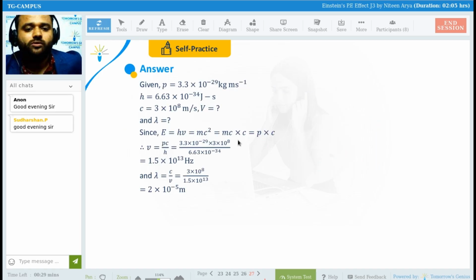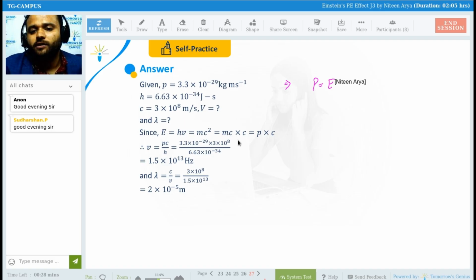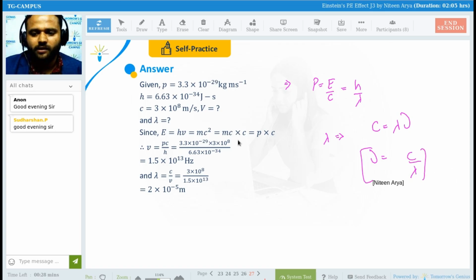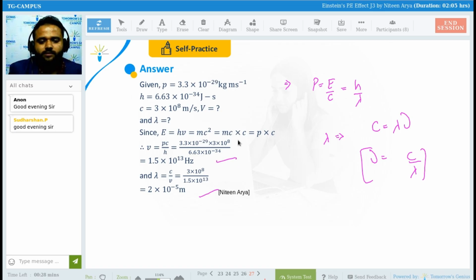Okay, so in this way you can find it, and it's a simple thing, as we know, p equals E by c, that is h by lambda. So first you can find lambda, and then you can find nu also. Why so? Because c is lambda into nu. So, beta, if you know lambda, we can know nu. In this way you can find them even in the reverse way. Okay, so the correct answer is this and this.